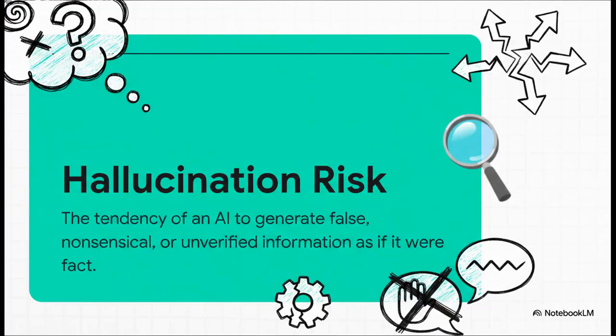Okay, so let's get the definition straight. Hallucination risk is just the official term for when an AI makes up false or unverified info and presents it like it's a stone-cold fact. And this isn't just some minor bug. It's a fundamental safety problem that really makes it hard to trust these systems.